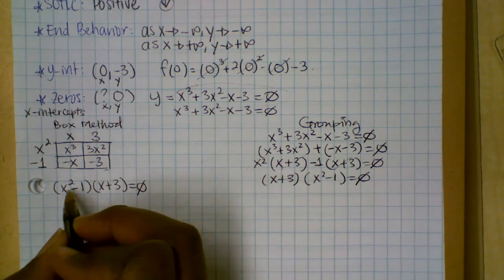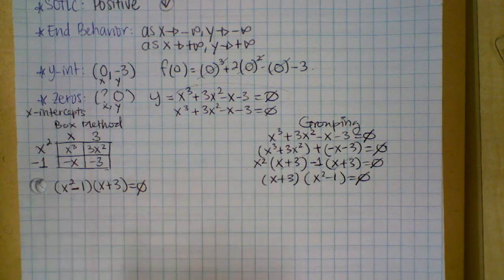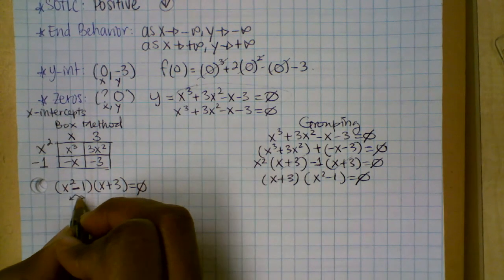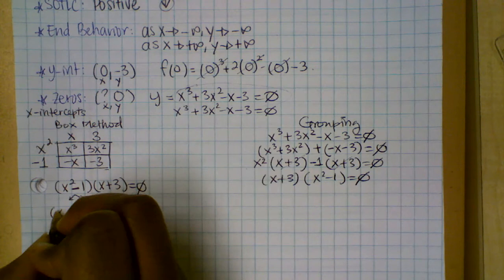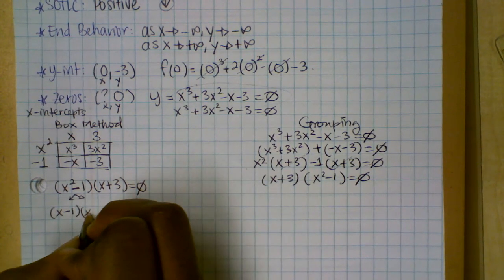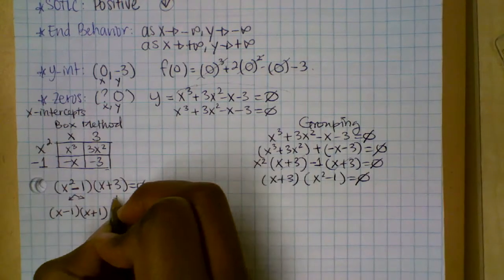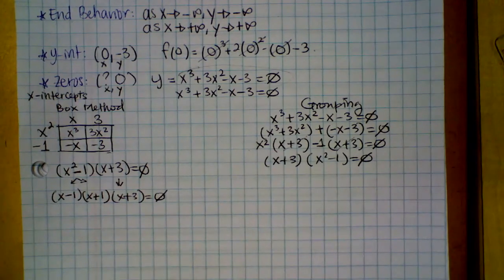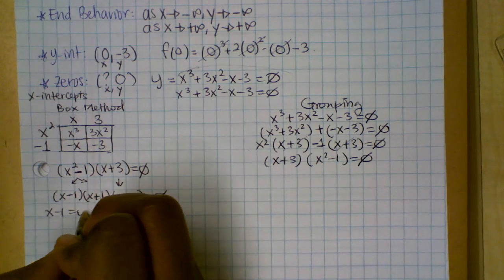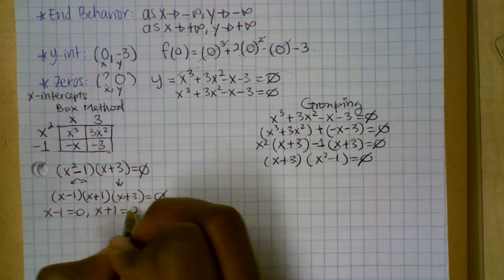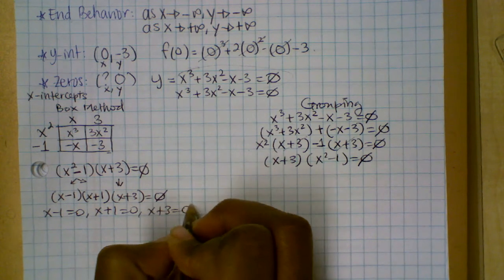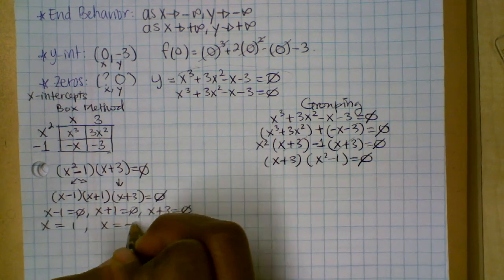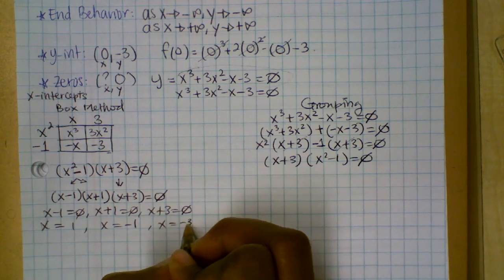Next, I hope you can see here, you recognize that you have a difference of two squares. And how would you do this? I want you to remember that to factor the difference of two squares is going to be x minus 1 times x plus 1. And then you're going to bring down the factor x plus 3 equal to 0. Then you're going to apply the zero product property to each factor, set it equal to 0, and then solve for x. So x equals positive 1, x equals negative 1, and x equals negative 3.